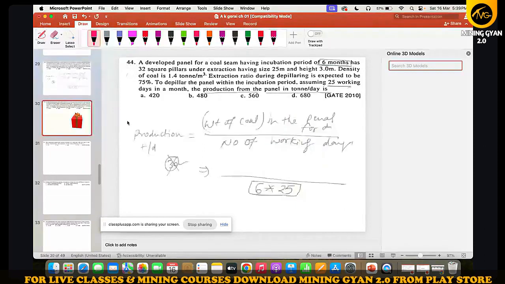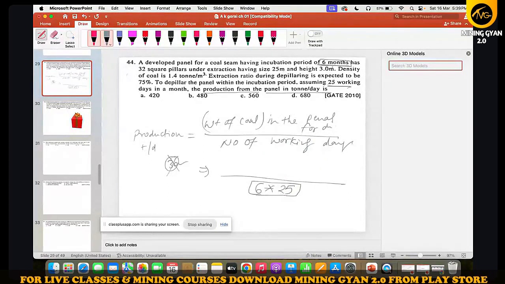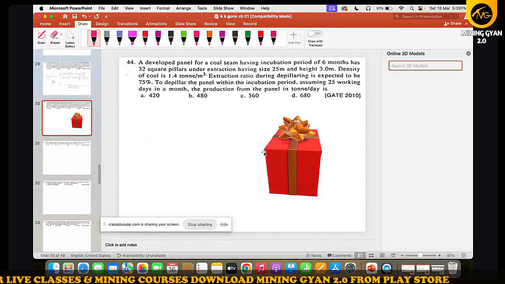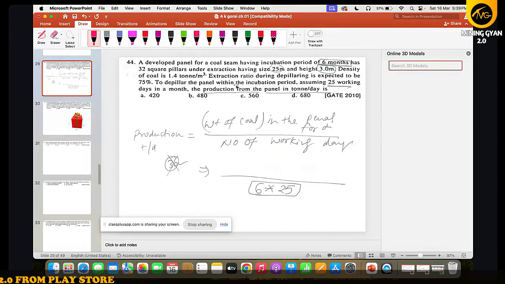So how will the volume come out? Multiply 3 meter and 20 meter. If this is given 25, the pillar is 25 and the height will be 3. So the other side is also 25. There are 32 pillars. How many pillars? 32.